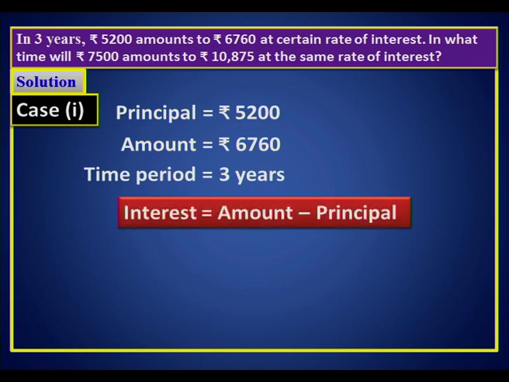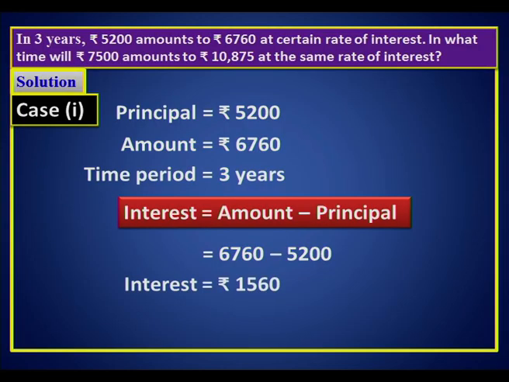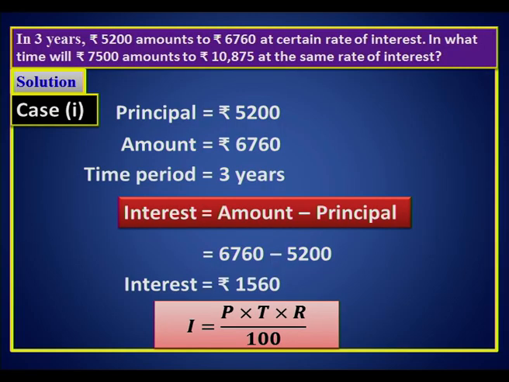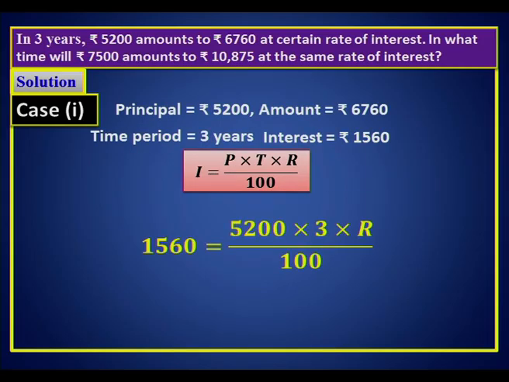So, interest is equal to amount minus principal. Let us substitute the values. 6,760 minus 5,200 gives 1,560. That is, interest is 1,560 rupees. Now, let us find out the value of R, that is rate of interest, using the formula I equal to P into T into R by 100. So, let us substitute these values. Interest 1,560 equal to the principal, that is 5,200 into time period, that is 3 years, into rate of interest R divided by 100. 100 goes 1 time in 100, whereas in 5,200 it goes 52 times.